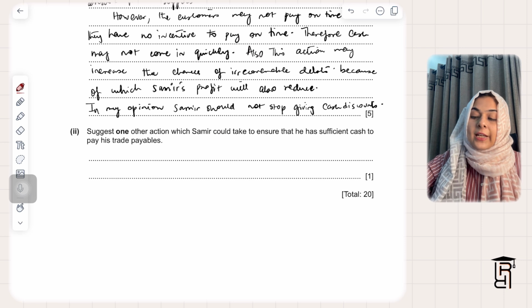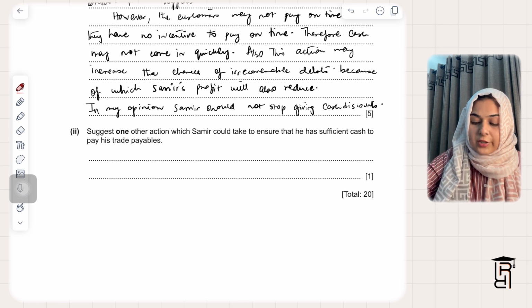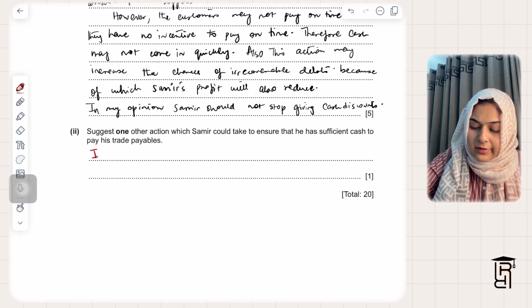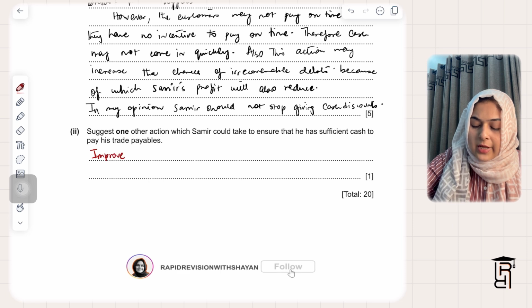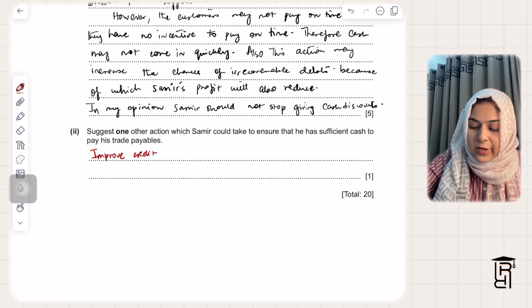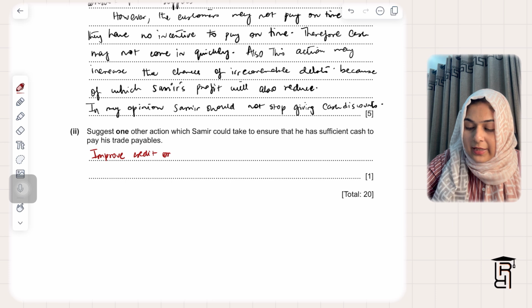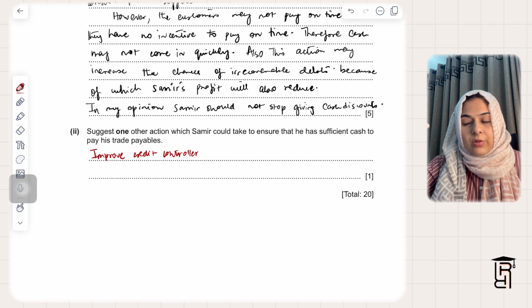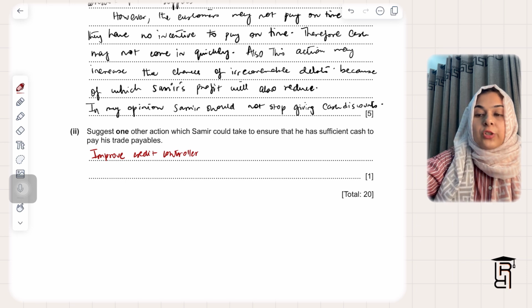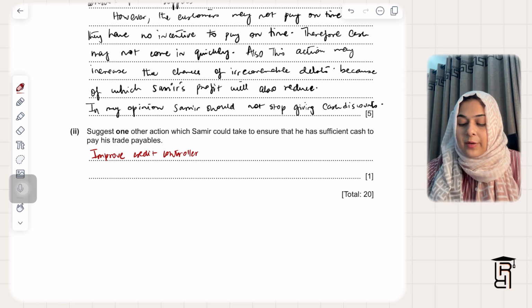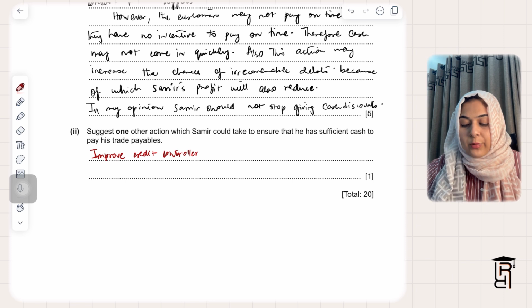Suggest one other action which Samir could take to ensure that he has sufficient cash to pay his trade payables. So what he can do is that he can improve his credit control. So he can send reminders to customers so that customers pay on time. So basically, he can keep calling them, giving them a reminder through calling them, or sending a message to them that they need to pay their amounts, whatever the amounts are due. That's one way, one action.